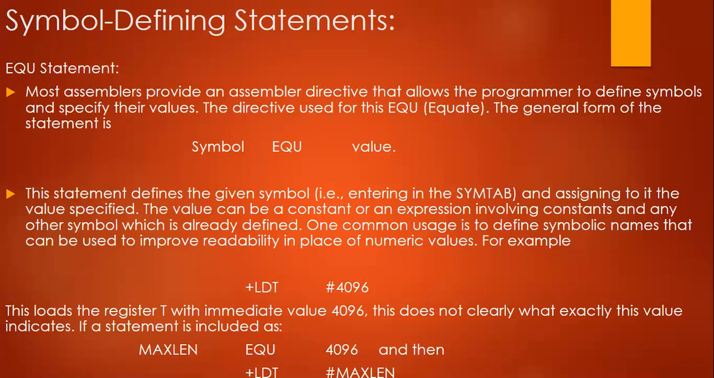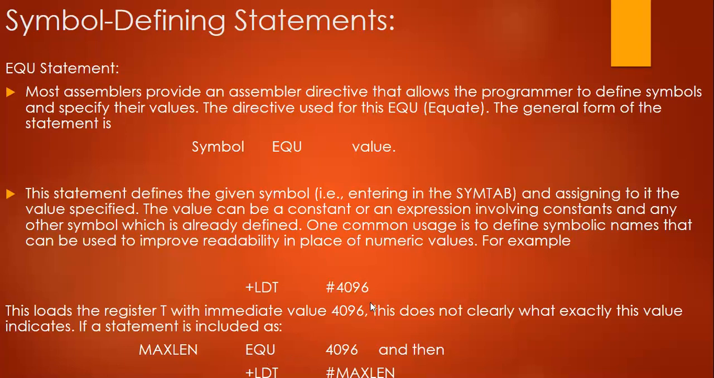The assembler is working as usual. If you write the statement plus load T with hash 4096, the execution procedure will be the same. If you write this also, the execution procedure will be exactly the same. Compared to this, here two more lines are there, so the time taken for executing this complete program will be more. Immediate addressing mode you are using over here, but here you are using some direct use example.